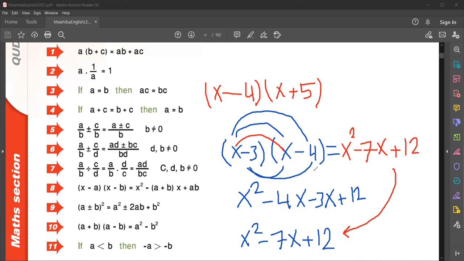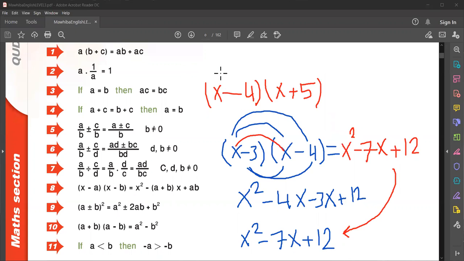Okay, can you do these problems? Okay, I want to solve now. We can solve these problems by two ways. The first way is the short way. How do I solve the problem?